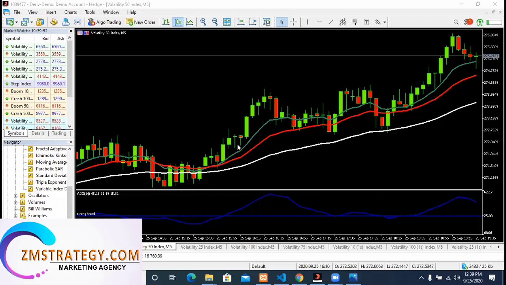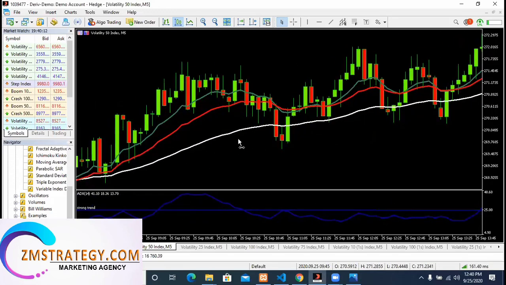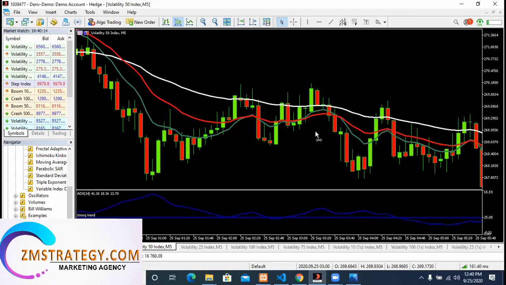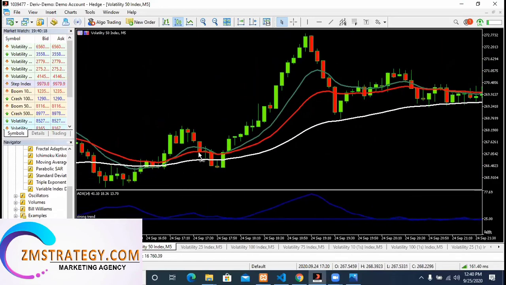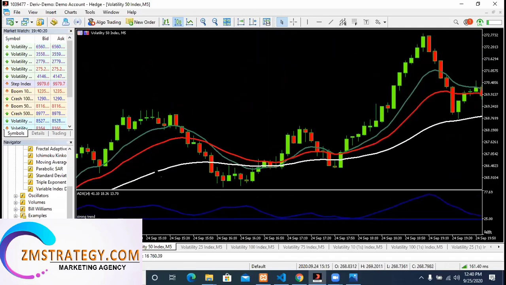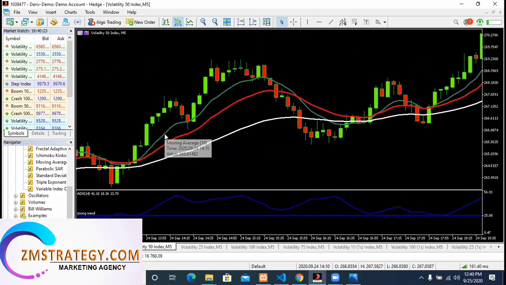What I'm saying is that the moving average here performs two roles. It helps me to know if a market is buying or selling, and it also helps me form a dynamic support and resistance line. Let me show you what I mean. This is moving average 10, this is moving average 20, and this is moving average 50.